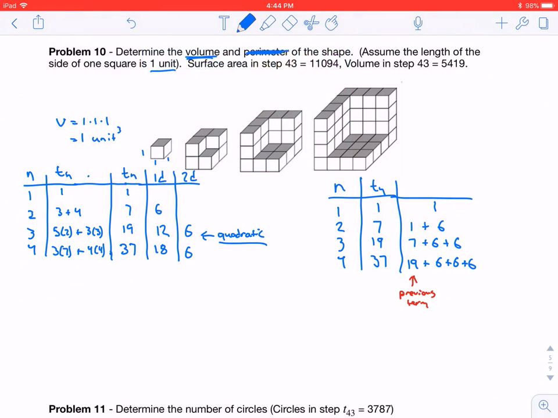And so I can write this out recursively by saying that T1 is equal to 1, and Tn is equal to my previous term, Tn minus 1, plus 6 times n minus 1. Or 6 times n minus 1 is going to account for not adding 6 into my first term. We're not adding 6 up here. Okay, so that would give me a recursive definition, and if I wanted to, I could use this in Excel to go find out that the volume in step 43 is this.